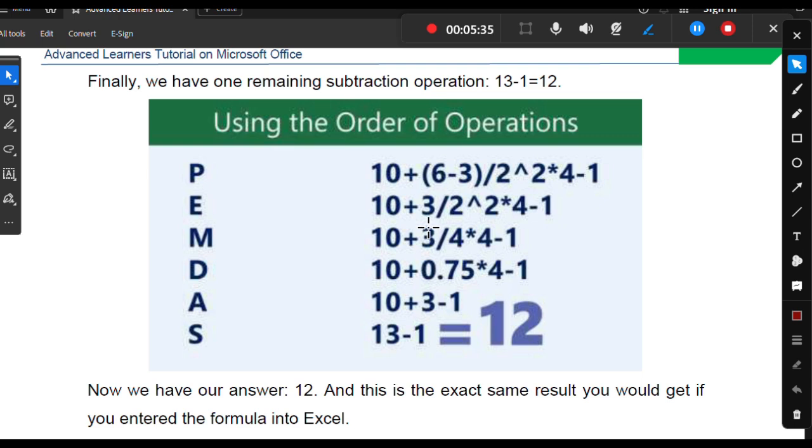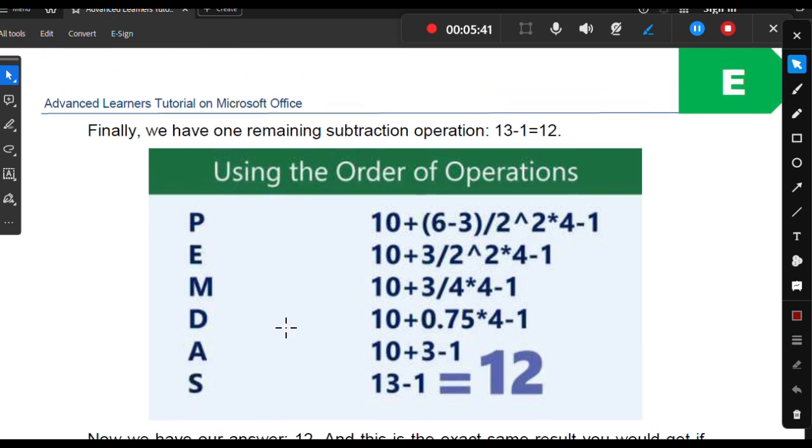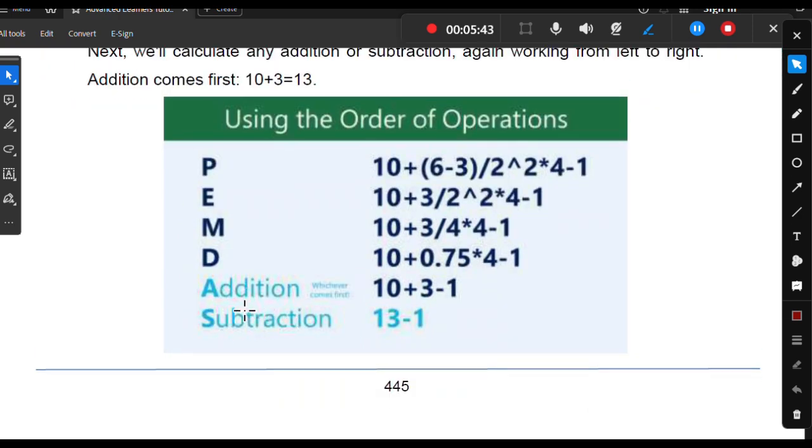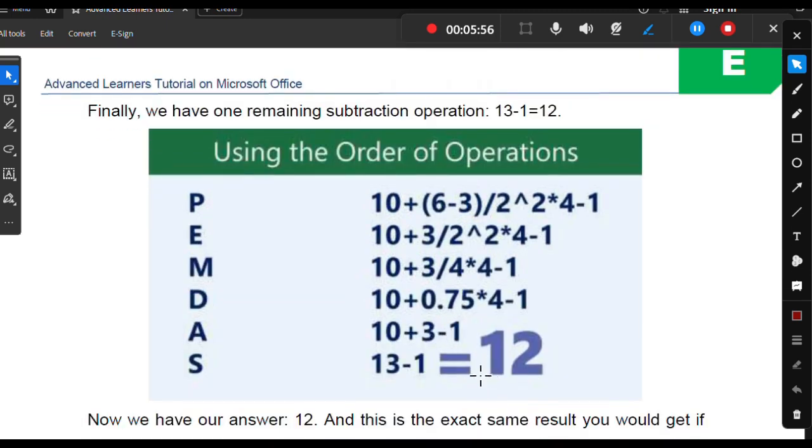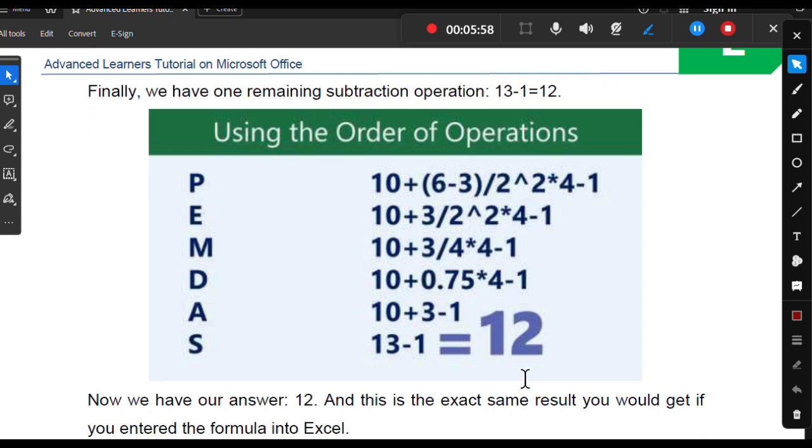The last one is at the last. A is for addition. S is for subtraction. So that subtraction is after you do the addition, 10 plus 3 minus 1. So the answer is equal to 12. So that's what it does in PEDMAS.